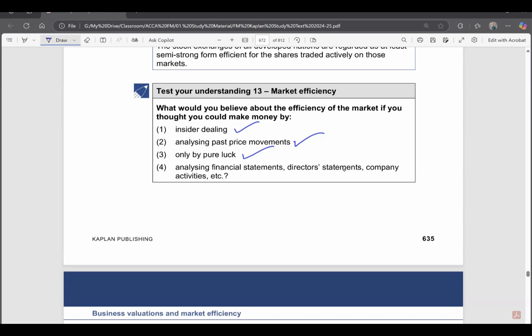Last, analyzing the financial statements, director statements, company activities, etc. I think this is the weak form efficient market, because you're just looking at the financial statements and stuff only.